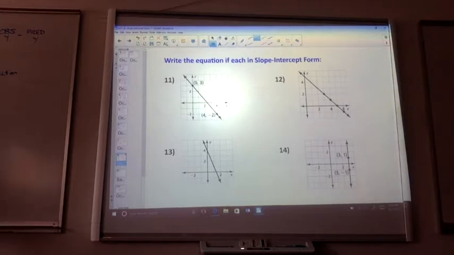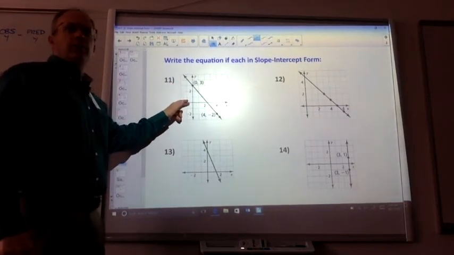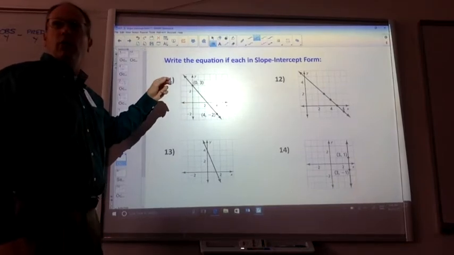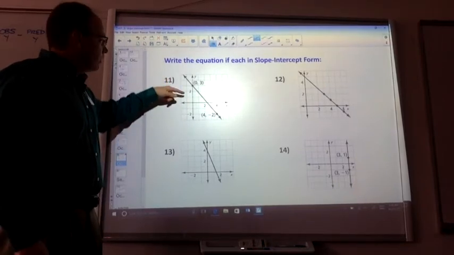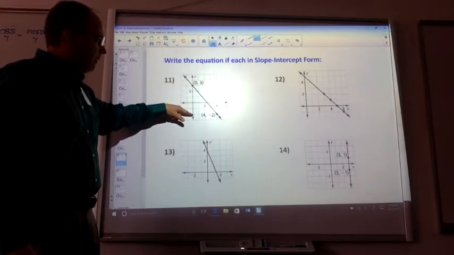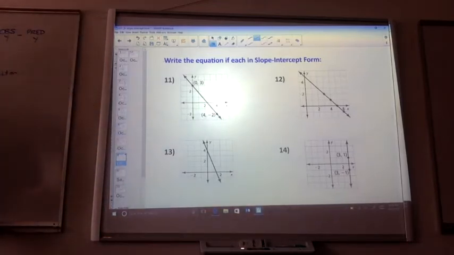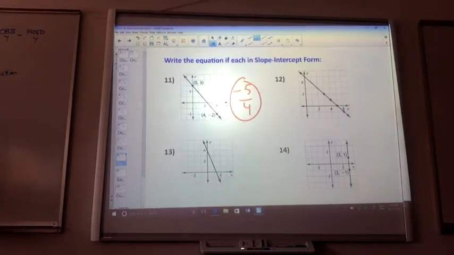So let's see. We can do our counting. Is this graph increasing or decreasing? Decreasing. So it should be what kind of slope? Positive or negative? Negative. So let's count. Down 1, 2, 3, 4, 5. And then right 1, 2, 3, 4. So what's the slope? Negative 5 over 4. Why is it negative? Because we had to count down. It's decreasing.